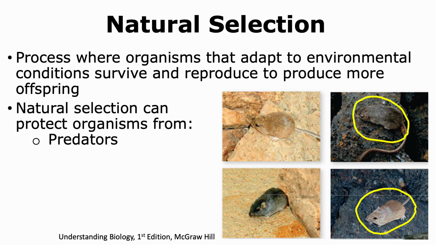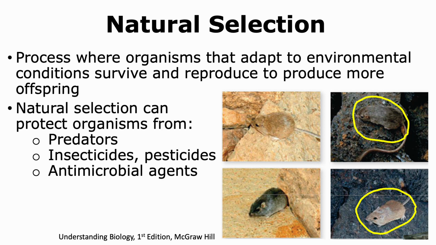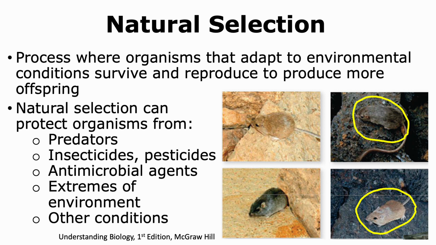Thus, natural selection is able to protect those organisms that have the ability to adapt to different types of conditions, like the presence of predators, the presence of insecticides or pesticides in the modern day, the presence of antimicrobial agents like antibiotics, the presence of extremes of environment, as well as any other types of conditions.